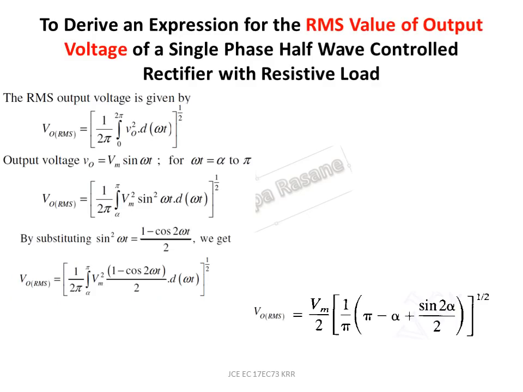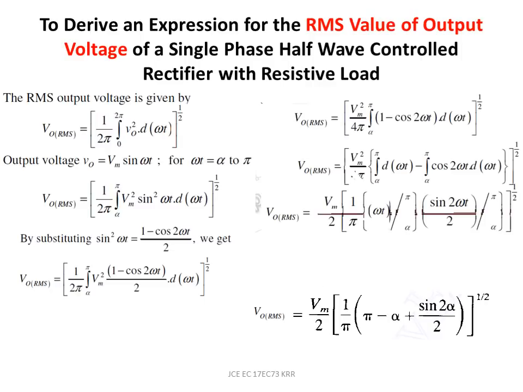Okay, so let us continue with the RMS value of the output voltage. RMS is the root mean square value. We know that at the output of the rectified half wave bridge rectifier, the output is not a pure DC. It also has an AC component. So what we derived earlier was the average output voltage or DC output voltage. Let us look at how to derive the root mean square or the AC output voltage of the half wave controlled rectifier with resistive load.